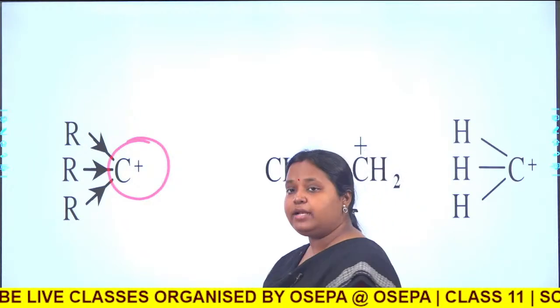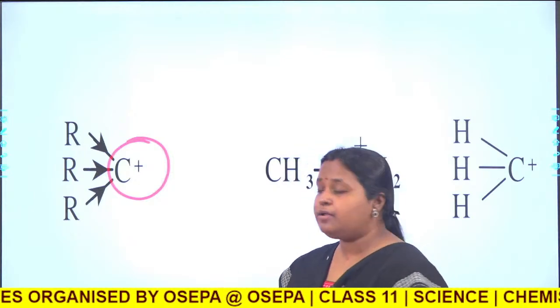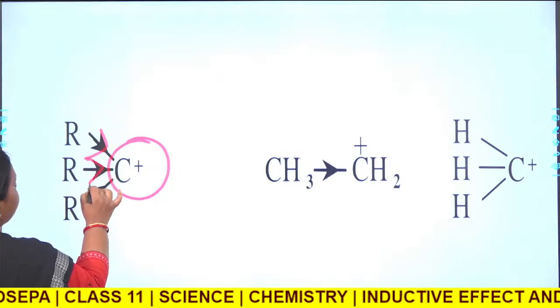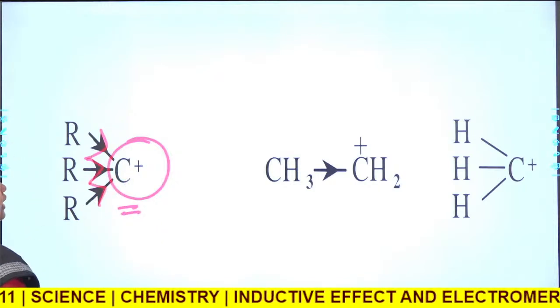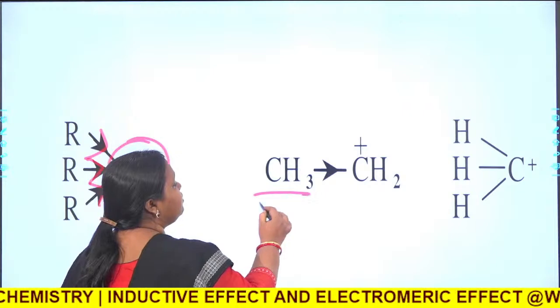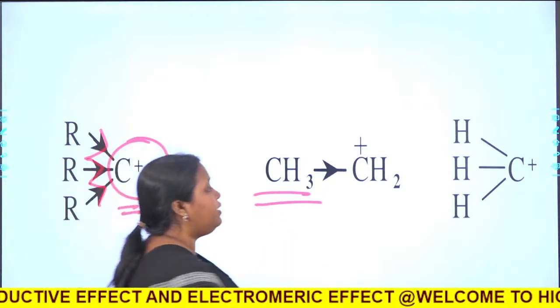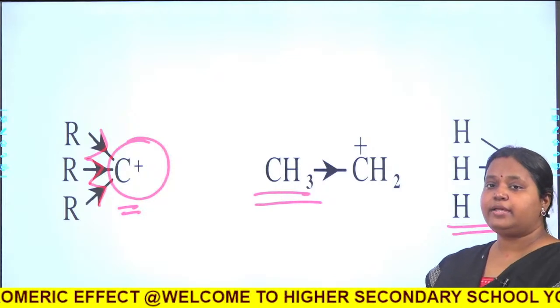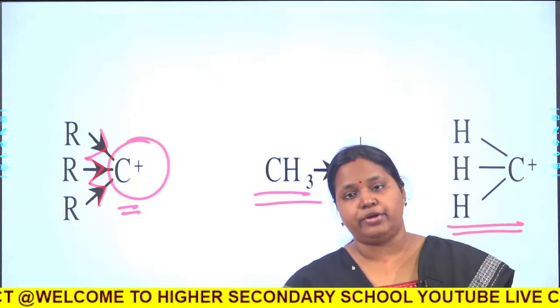Now we know the alkyl groups are electron donating in nature. Mark here, three alkyl groups are donating to this carbon, while here one alkyl group is donating to this carbon, and here nothing, because we know that hydrogen atoms are neither electron donating nor withdrawing.